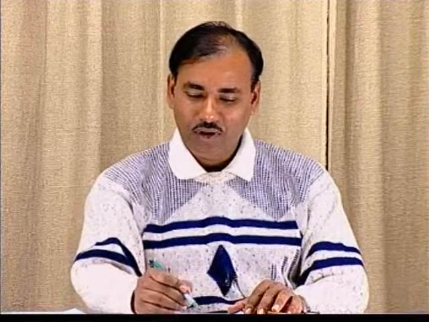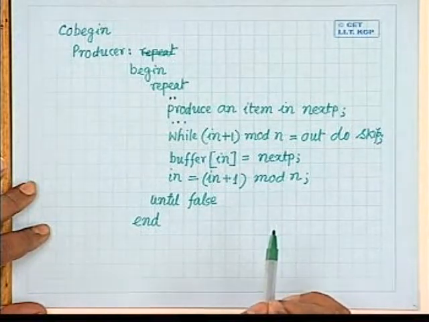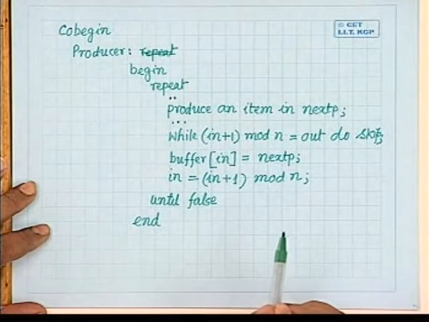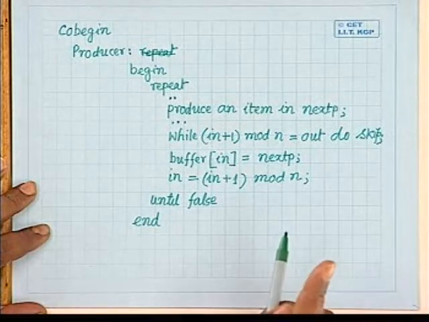However, if you study this algorithm, you will find that there is a flaw in it. What is that flaw? The flaw is in this condition checking. The way we are checking the condition, you will find that there must be one location always free.